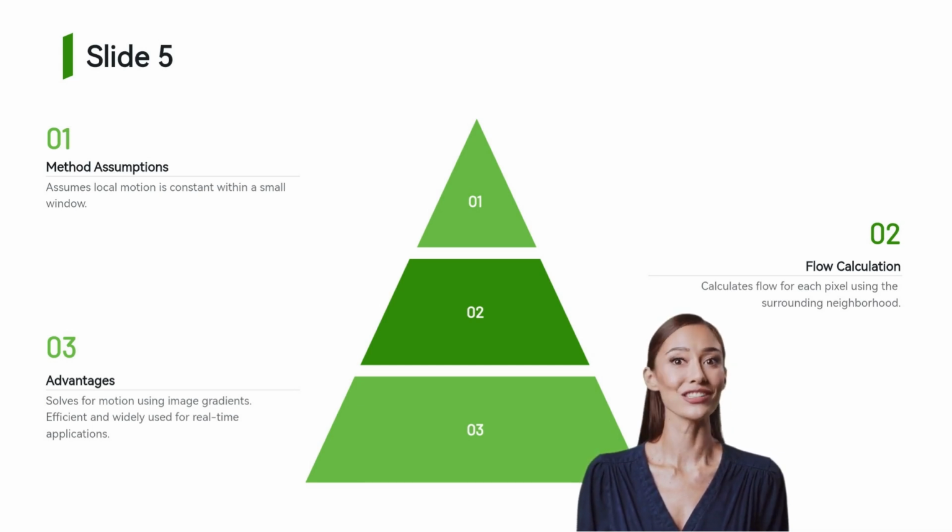This test compares the distance of the nearest neighbor to the second nearest neighbor, keeping only the matches where the nearest neighbor is significantly closer.